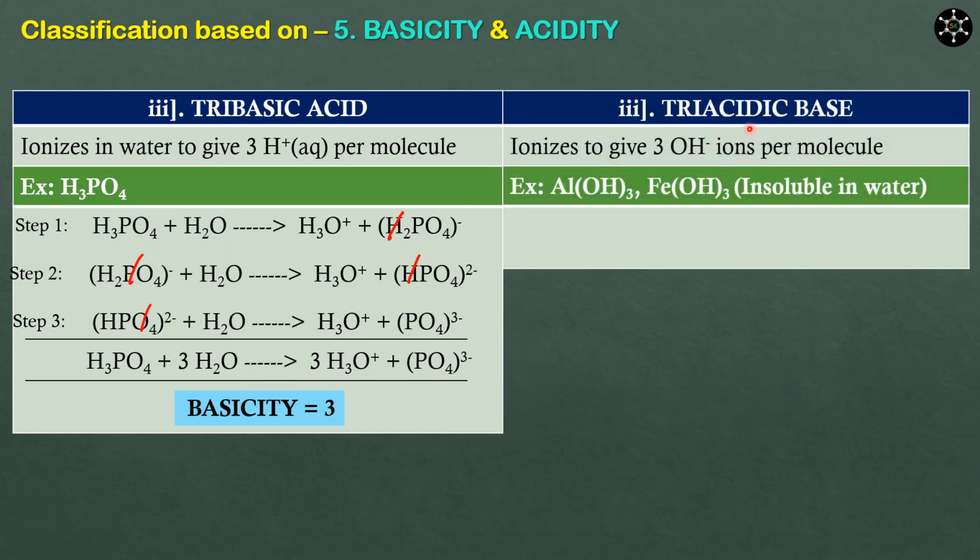Similarly, triacidic base ionizes to give 3 hydroxyl ions per molecule. Usually, triacidic bases are insoluble in water. So, we have not mentioned the presence of water for this ionization. Examples are aluminium hydroxide, ferric hydroxide, etc. Acidity is 3 for these bases.